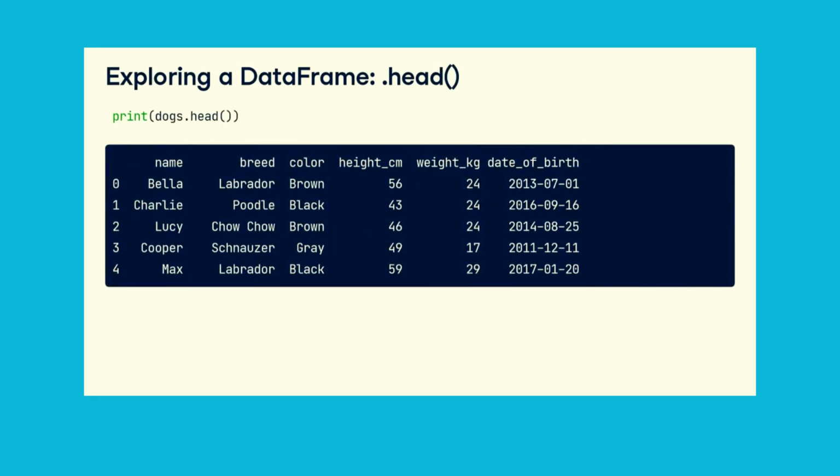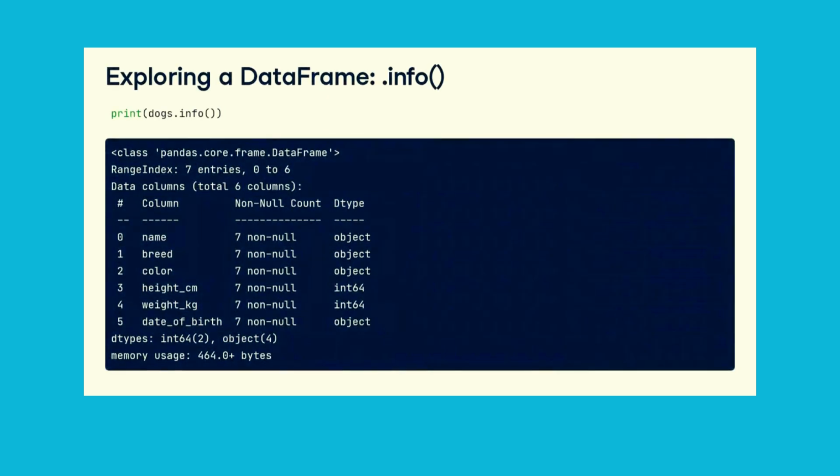When you first receive a new dataset, you want to quickly explore it and get a sense of its contents. Pandas has several methods for this. The first is head, which returns the first few rows of the data frame. We only had 7 rows to begin with, so it's not super exciting, but this becomes very useful if you have many rows. The info method displays the names of columns, the data types they contain, and whether they have any missing values.